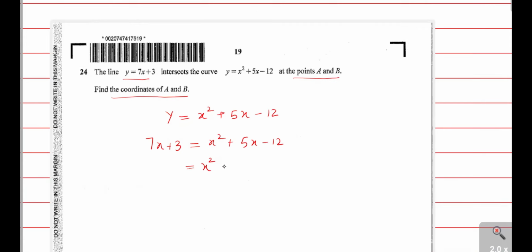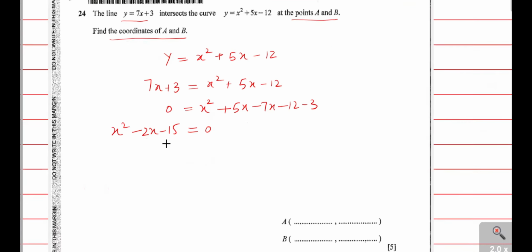We can write x squared plus 5x minus 7x minus 12 minus 3 equal to 0. This becomes x squared minus 2x minus 15 equal to 0. We can factorize this equation by the middle term breaking method. 5 times 3 is 15, and when we subtract 3 from 5, we get 2. Therefore, we can write minus 2x as minus 5x plus 3x, and we write the other terms as they are. Next, x squared minus 5x plus 3x minus 15 equal to 0.